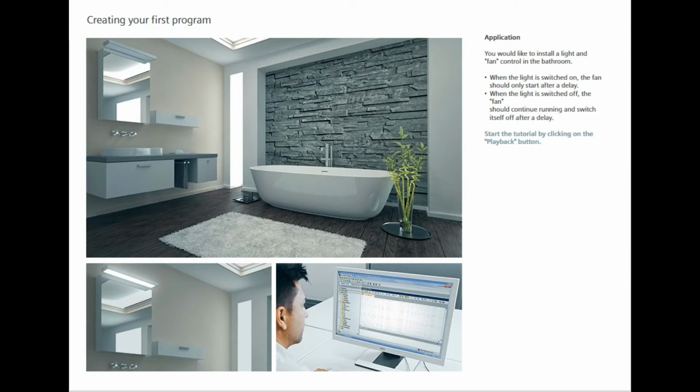When you switch the light off again with the fan running, the latter should continue to operate for a specific time to ensure that sufficient fresh air is supplied. Then it should switch itself off automatically. Start the tutorial now by clicking the playback button to see how this application is implemented in the software. In addition, use the demo software to program the example yourself.